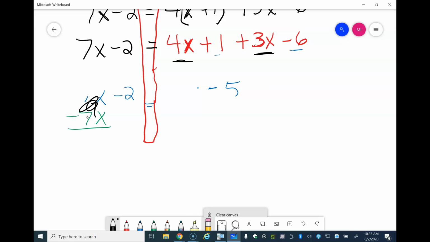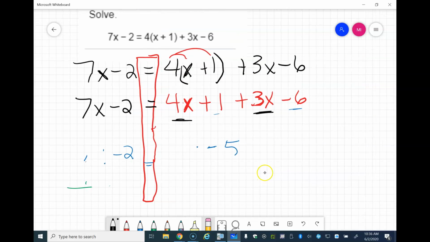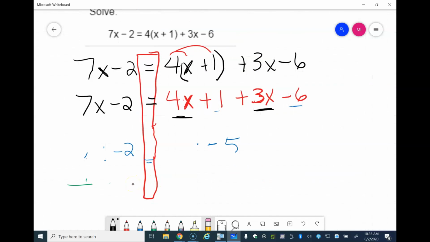Oops. Actually, I think I made a mistake. Let me go back. This one right here should have been a 4, because 4 times x gives us 4x, and then 4 times this 4 gives us a 4 here. So let me make that quick correction.